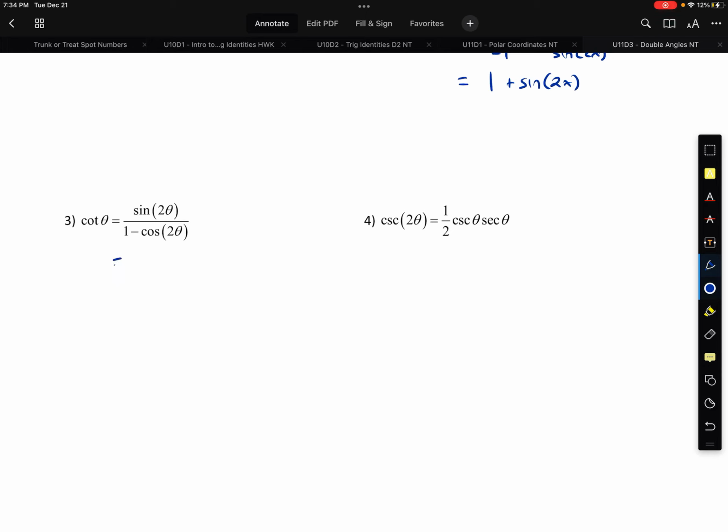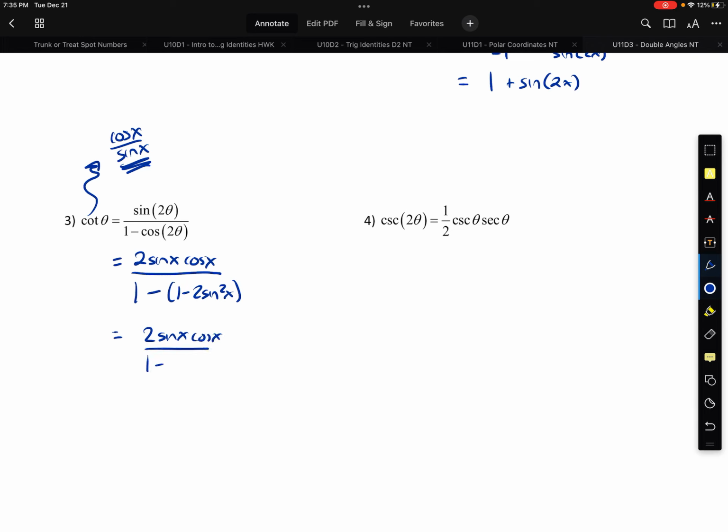Alright. Sine of 2x, we only got one option. There's our one option. Now, with the cos, we have 3 different choices. So this is what I got to think about. If I'm talking about cotan, cotan is cos x over sine x. So I'm going to need to have sine in my denominator. So if I'm thinking about which option I should go with, I'm going to go with this, because using this version of the cos double angle puts sine in my denominator. 2 sine x cos x, 1 minus 1 plus 2 sine squared x.